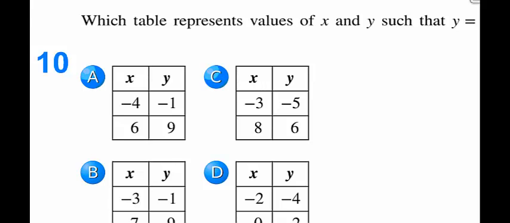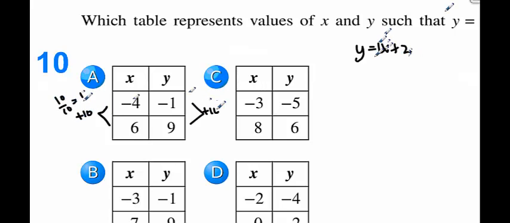Which table represents values of x and y such that y equals x plus 2? So we know our y-intercept is 2. We know our slope is 1. So let's figure out slope. Well, that's positive 10. That's positive 10. 10 over 10 is 1. So that's good so far.